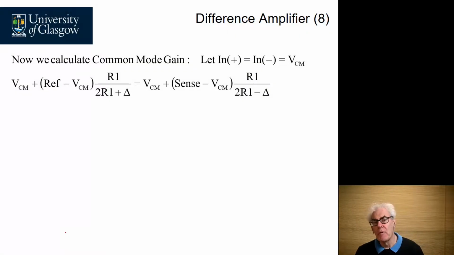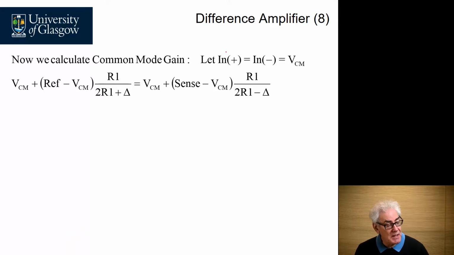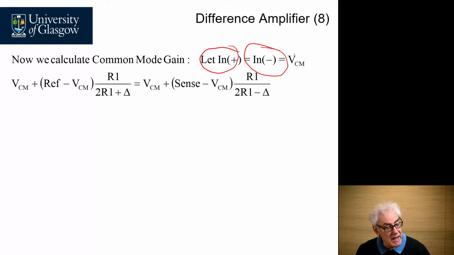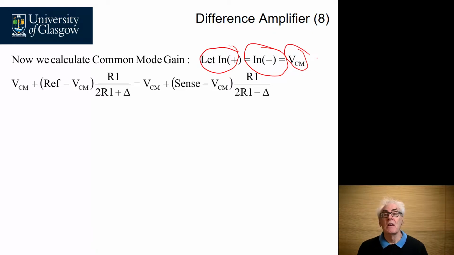Now let's look at the common mode gain, going through precisely the same analysis. But in this case, we're saying that In plus is equal to In minus, because it's the common mode gain we're looking at, and we're going to call that VCM, the common mode voltage appearing at the two inputs.